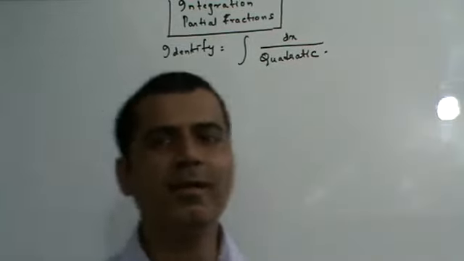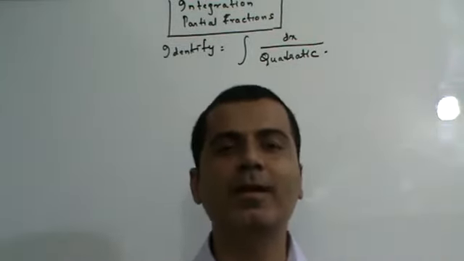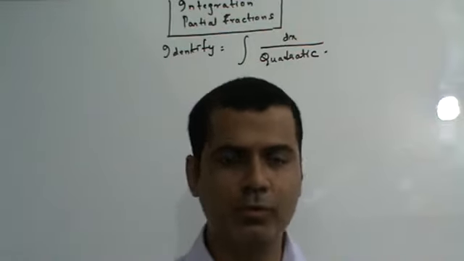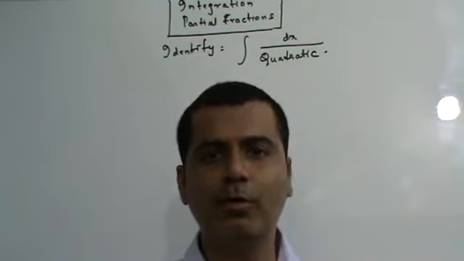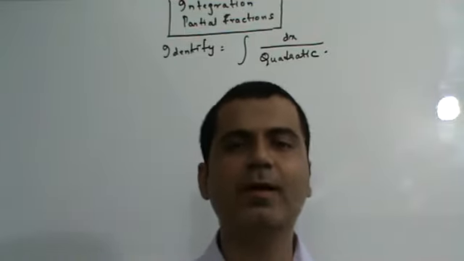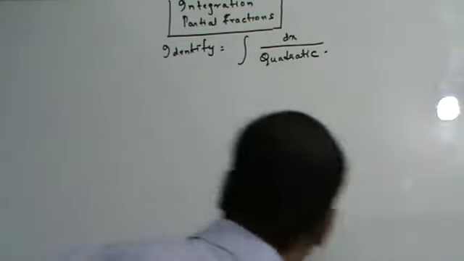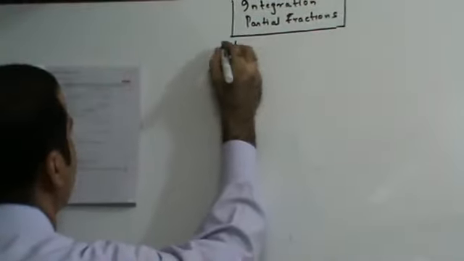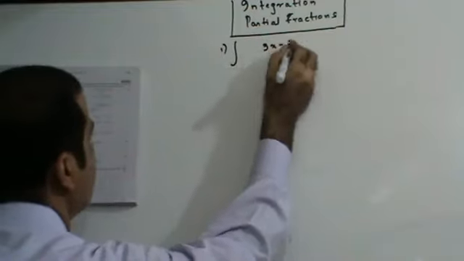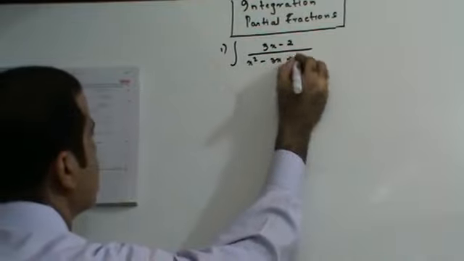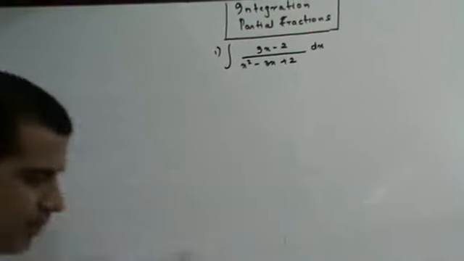Here, it is integral of dx upon quadratic wherein it is possible to find the factors of quadratic. So when it is integral of dx upon quadratic where it is possible to find the factors, then it is called partial fraction, right? Let's see how we do the sum. Integral of 3x minus 2 upon x square minus 3x plus 2 dx.